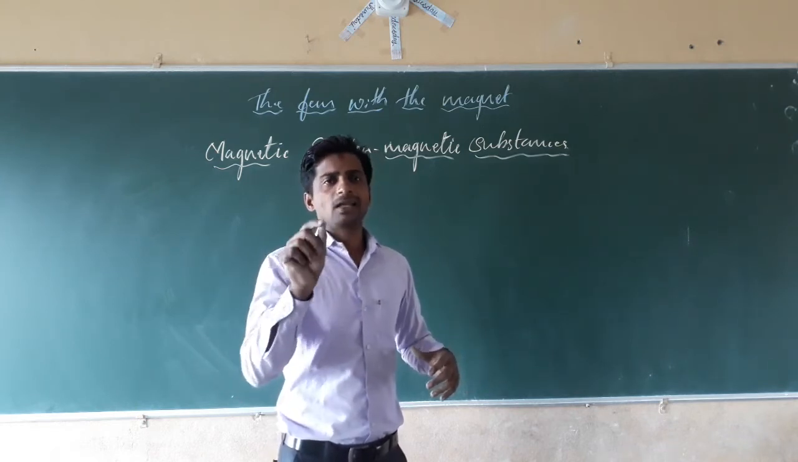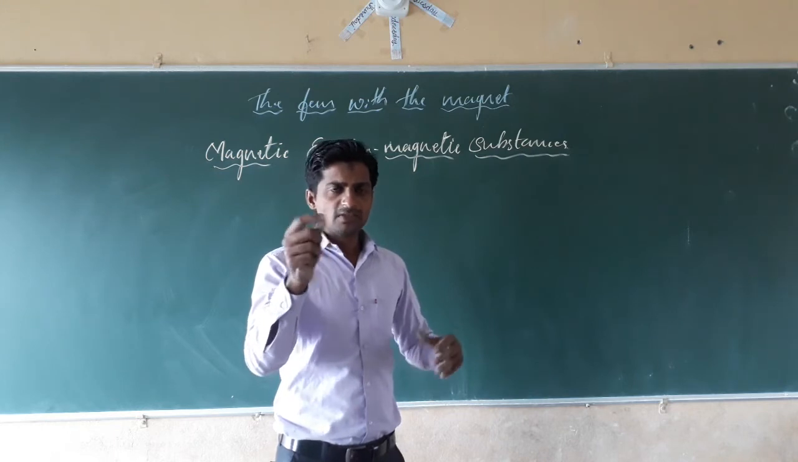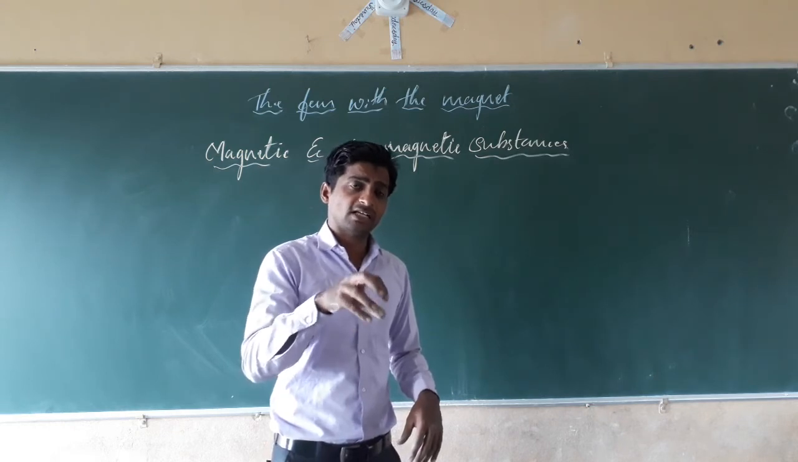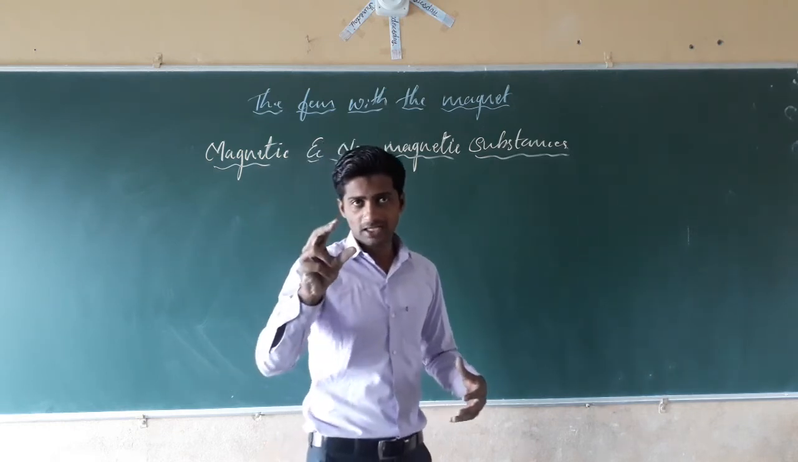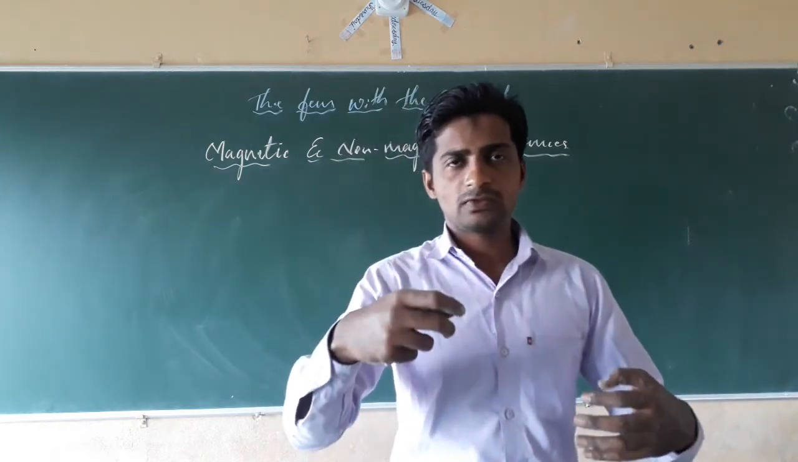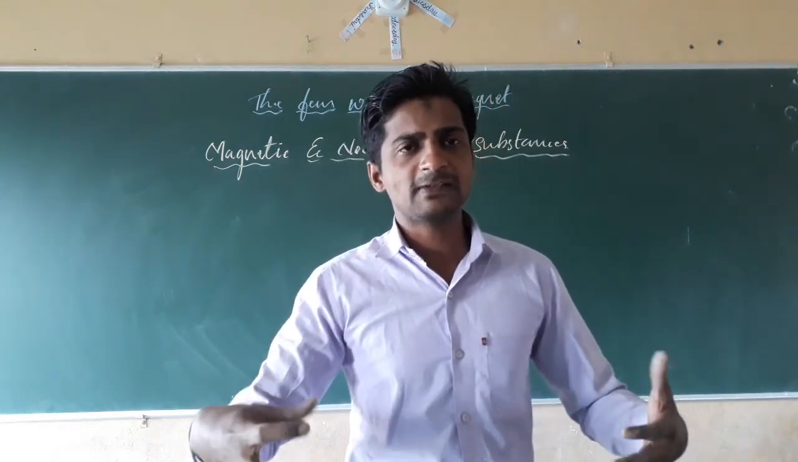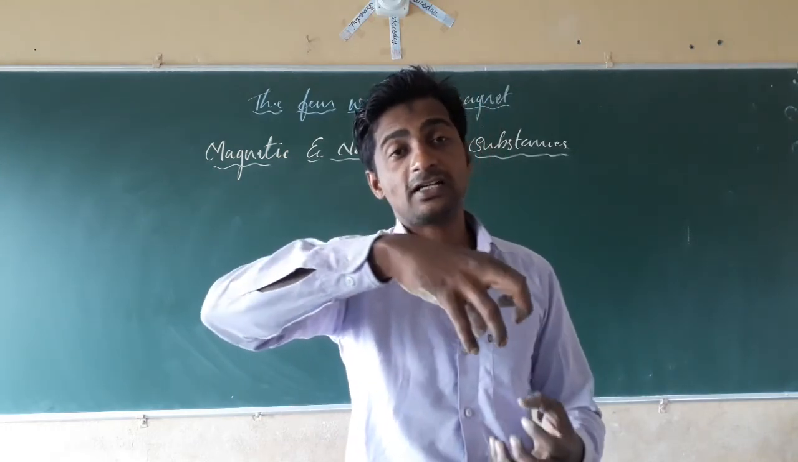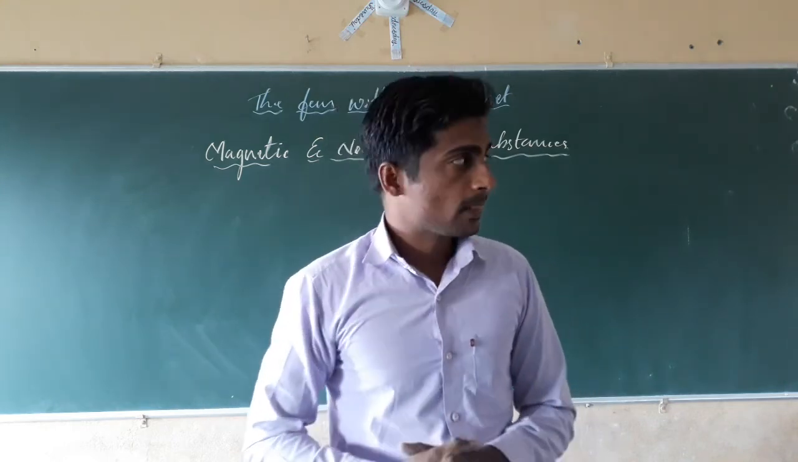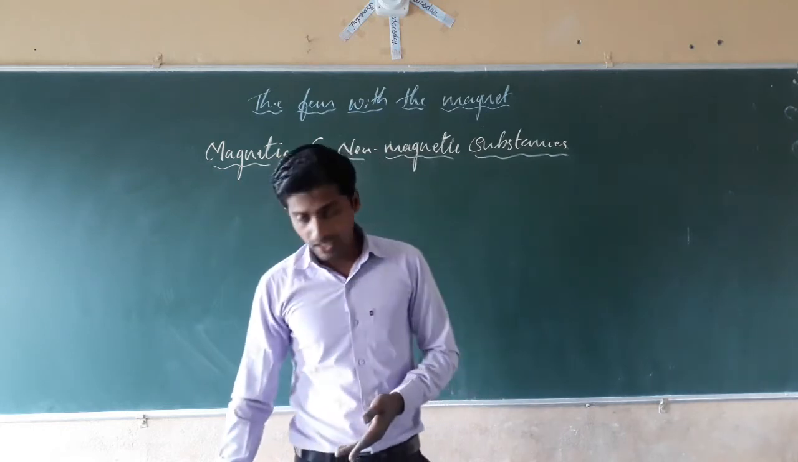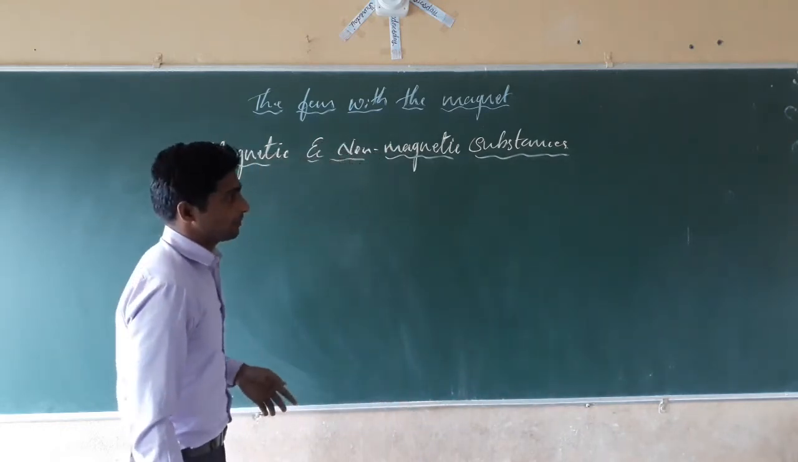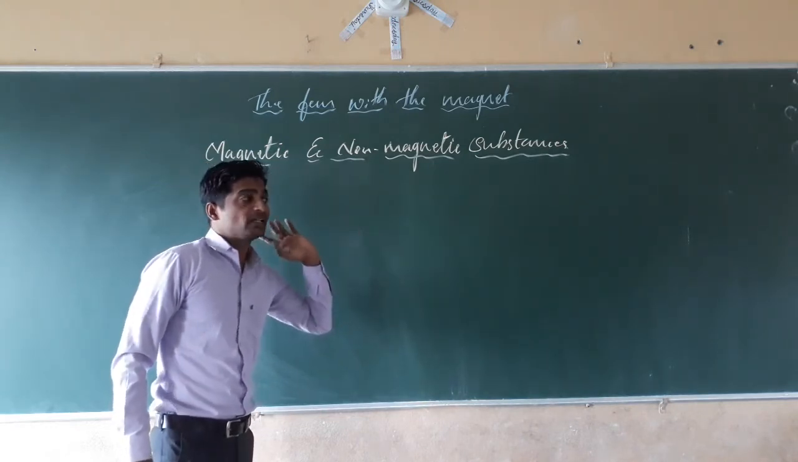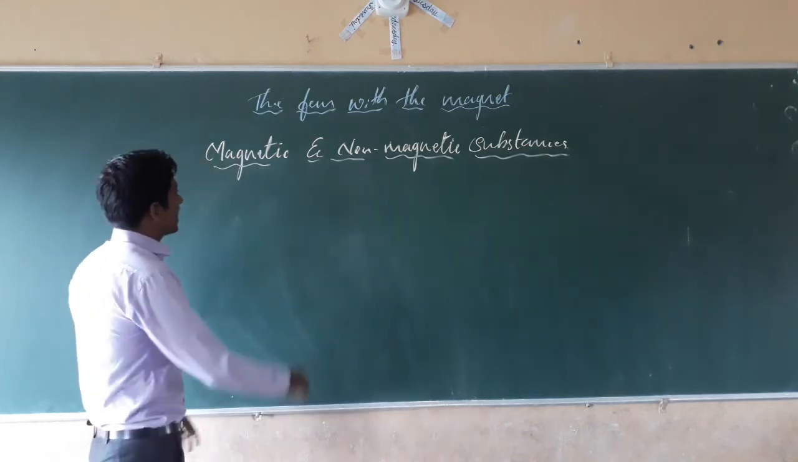Bring the magnet in contact with these materials and check which substances get attracted towards the magnet. Then you will observe that a few metals like iron, cobalt, nickel get attracted towards the magnet. Such metals are called magnetic substances.